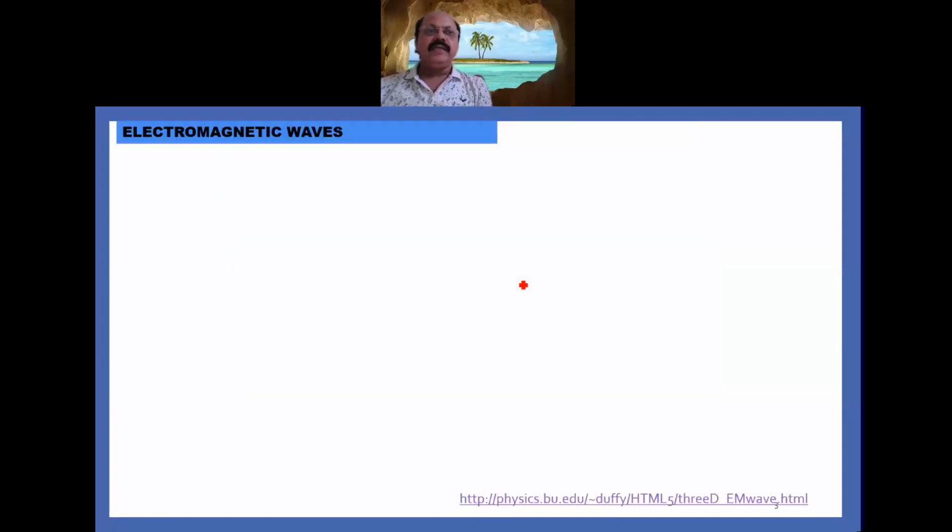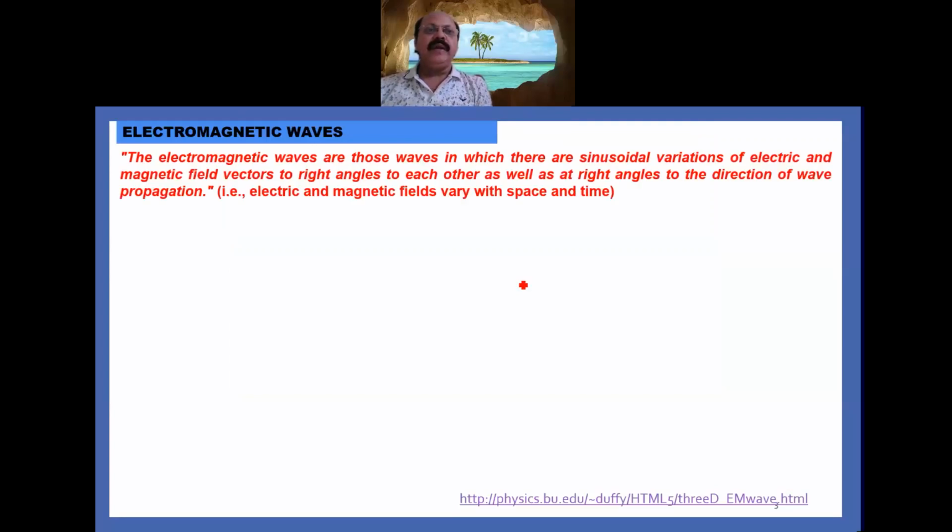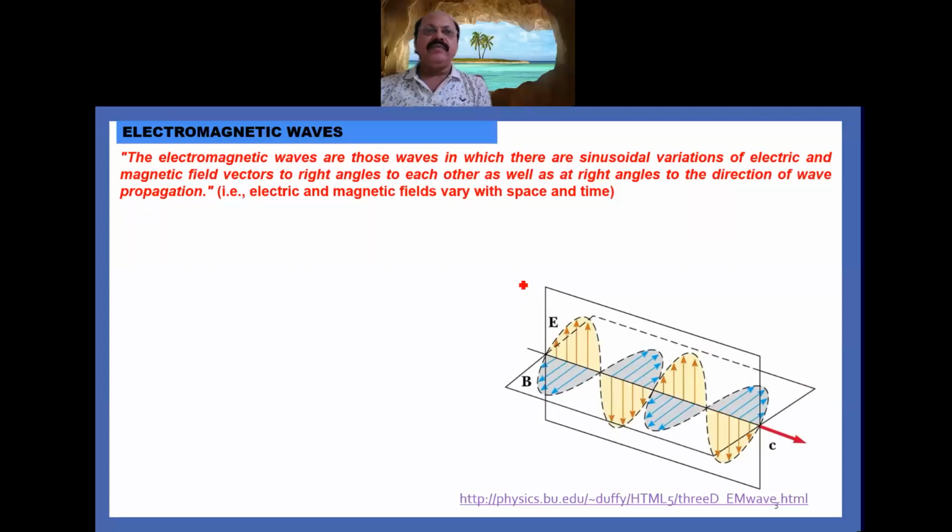The first one is, what are electromagnetic waves? Electromagnetic waves are those waves in which there are sinusoidal variations of electric and magnetic field vectors at right angle to each other, as well as at right angle to the direction of wave propagation. That is, electric and magnetic fields vary with space and time.